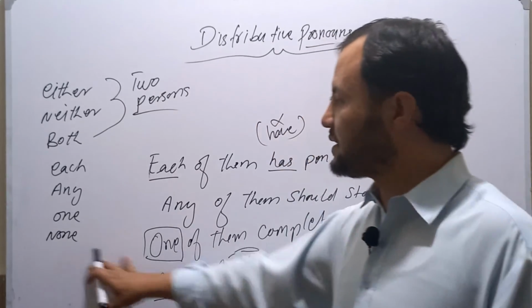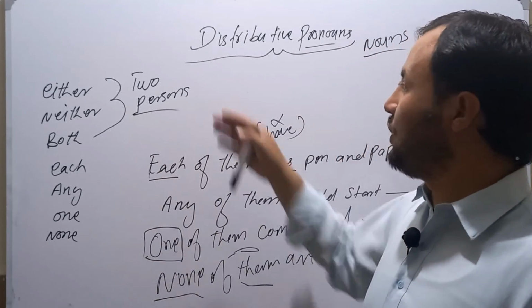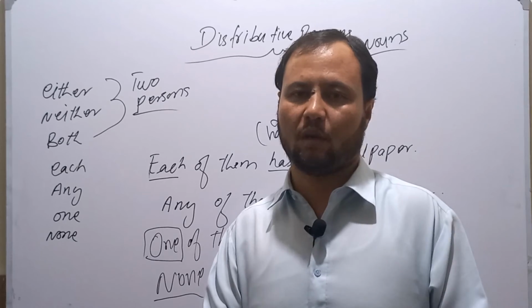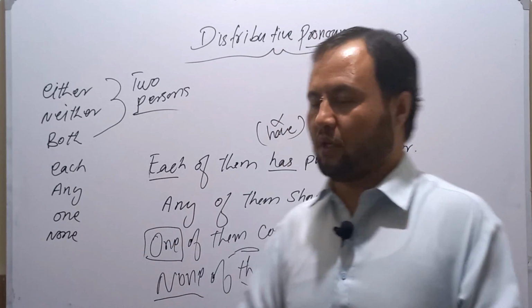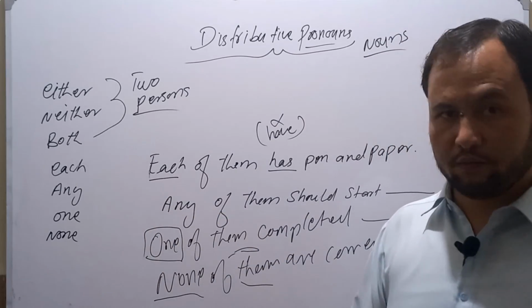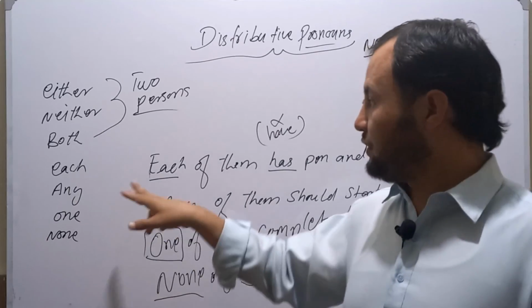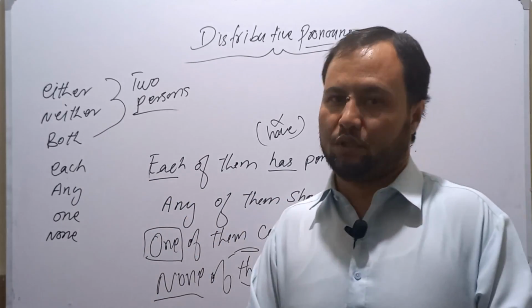So these are called distributive pronouns. Distributive pronouns are the pronouns used for persons and things individually when we talk about them rather than collectively. Do not mix them with distributive adjectives. We should not use a noun directly after them. If we use a noun after them, then it becomes a distributive adjective.